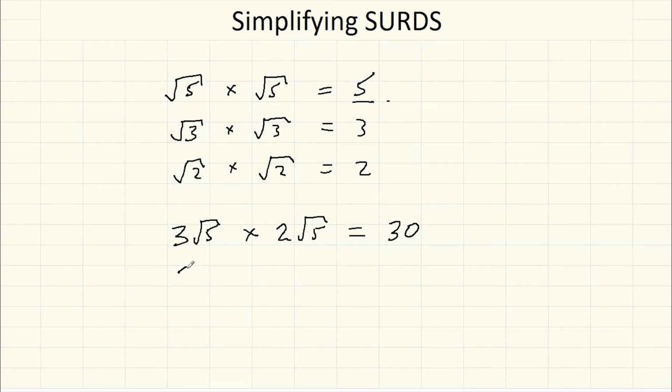How about 2 root 7 times 6 root 7? Okay, root 7 times root 7 is 7. So we've just got 7 times 6 times 2. 7 times 6 is 42, doubled is 84.